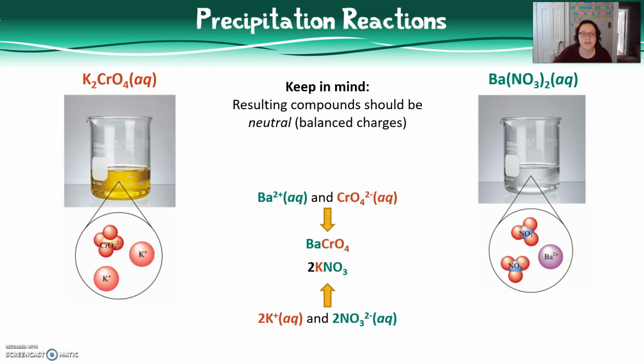However, the cations and anions will only combine to form precipitate if this resulting compound is insoluble. So we now check the solubility rules to see if either of these products is insoluble in water and will therefore precipitate from the solution.